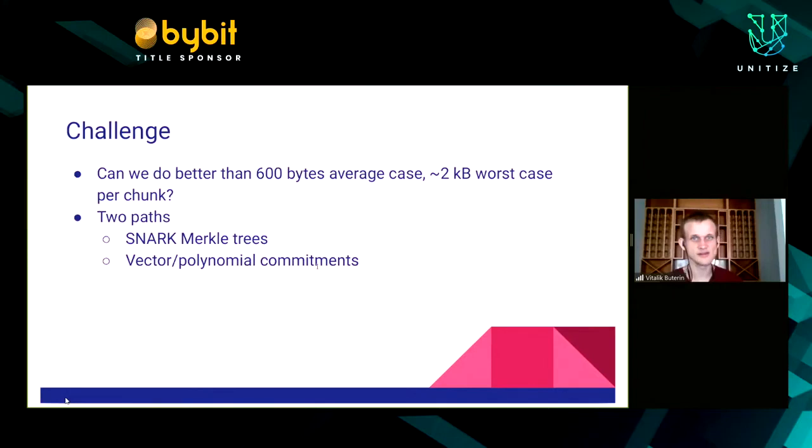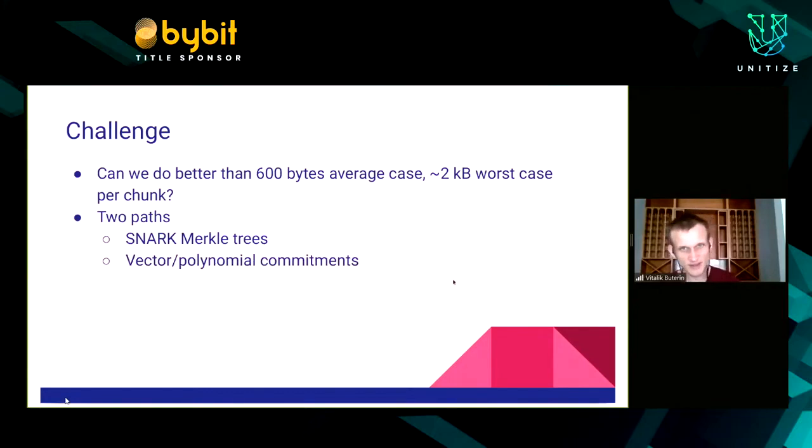Challenge, right? The problem is that 600 kilobytes average case, 2 to 5 megabytes worst case is actually not that nice, right? Right now Ethereum blocks are about 50 kilobytes. So can we try to bring the witness size down to something closer to the block size instead of being 1 to 1.5 orders of magnitude larger than the block size? There's two paths to this. One is snarking Merkle trees, and the other is vector commitments or polynomial commitments.